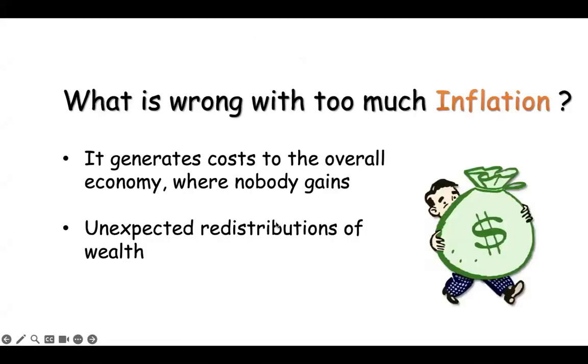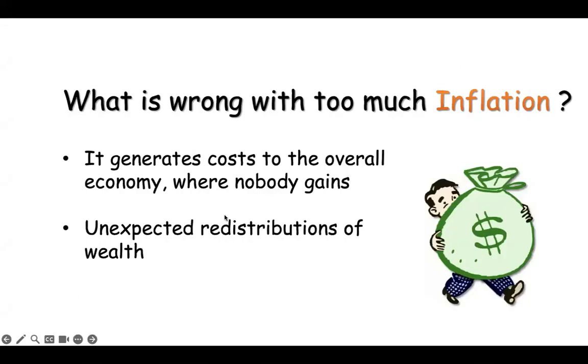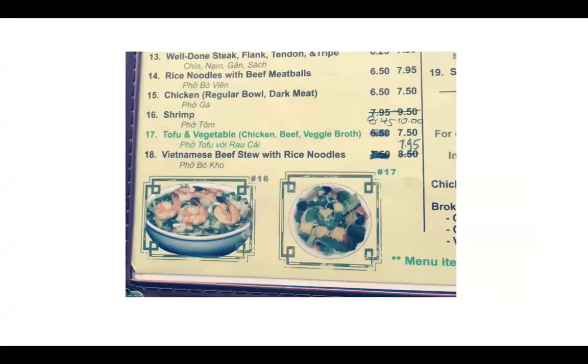Now, let's discuss a few of the costs that inflation can have. We already discussed the unexpected redistributions of wealth. Now, unexpected redistributions of wealth essentially are good for some people, bad for others. In addition to that, there are also costs to the overall economy that nobody gains from. Now, one of these is menu costs.